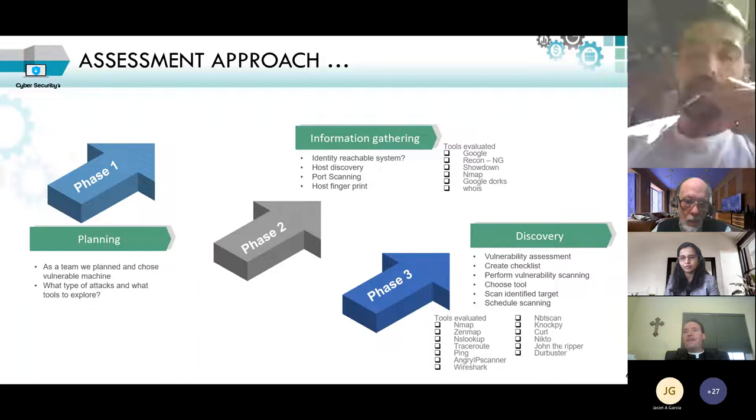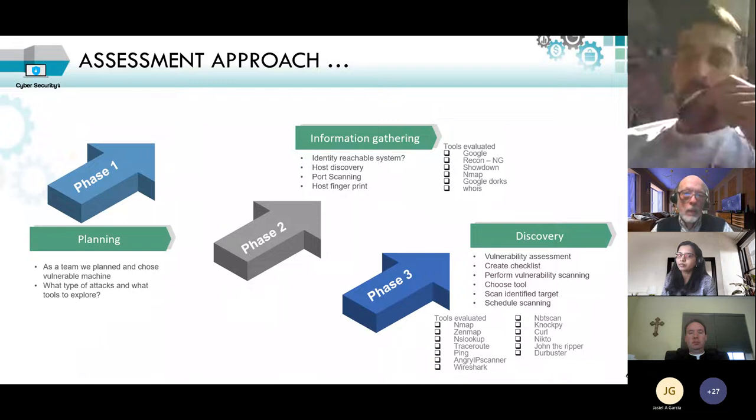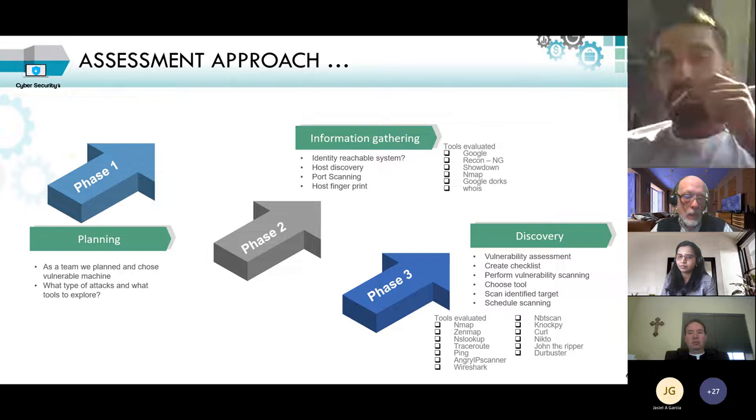The second phase will be to identify the reachable system and who the host is. Also, through port scanning, we see what the port numbers are, what versions are available, and what the host fingerprint is. We gather all this information through the tools listed here on the right. You can see Google, Recon, Shodan, Nmap, Google Docs, and Whois.